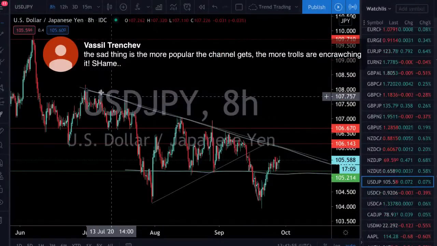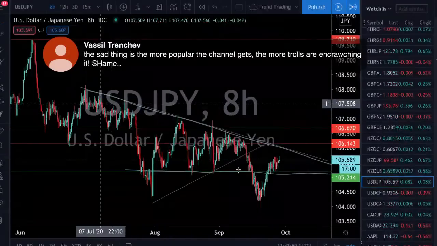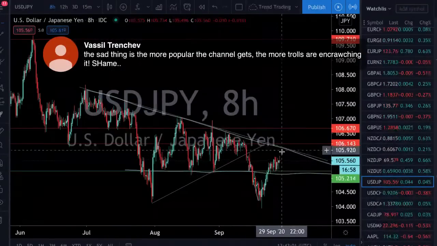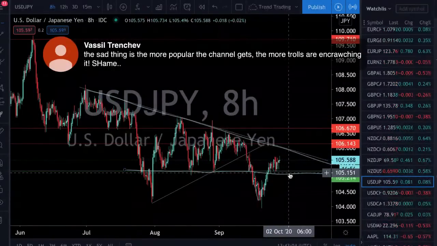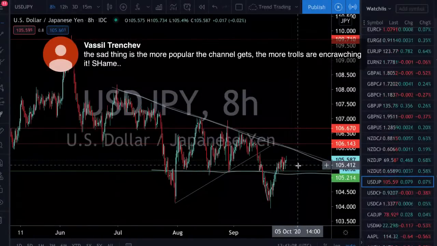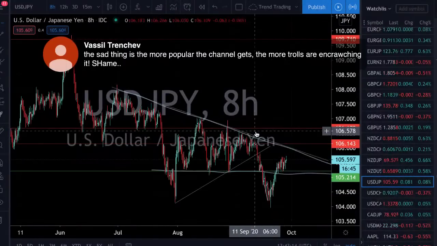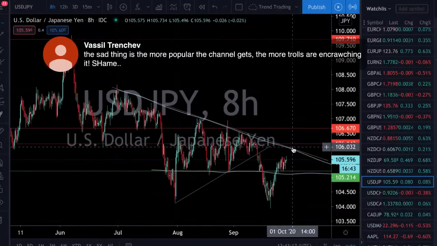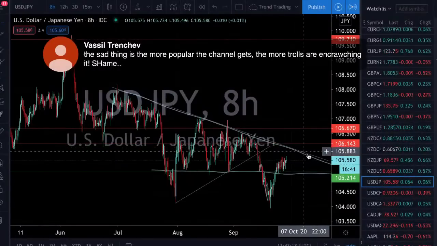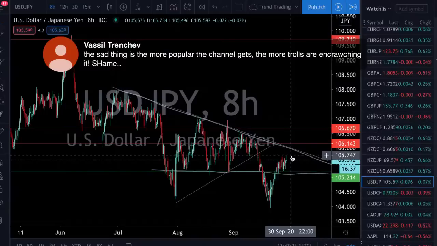Okay, US dollar Japanese yen is very clear. It's forming a descending triangle and is caught in an area of consolidation. Just stand aside and wait. This could lead either to the downside if we lose that support at 105.20, or to the upside if we break above. But right now, if we were to break out, it would be above 106.14. All right, let's see what happens.